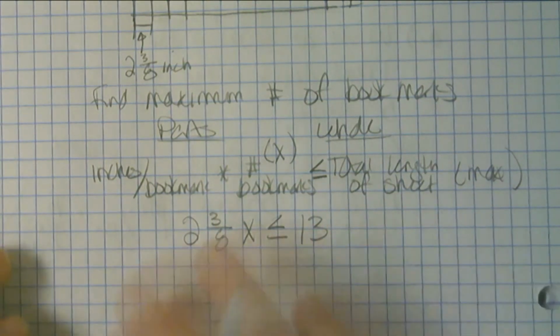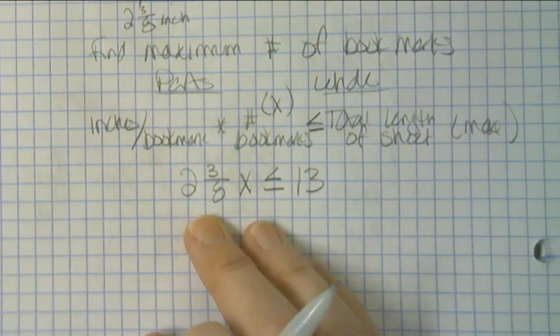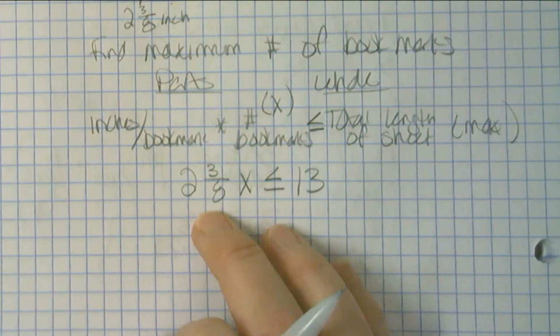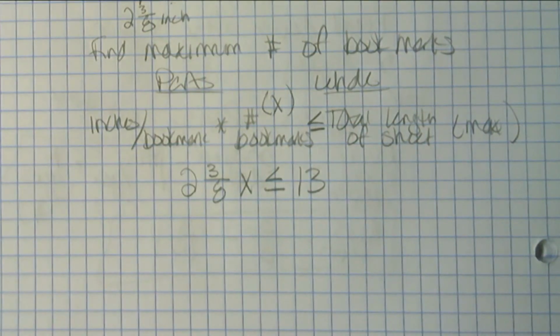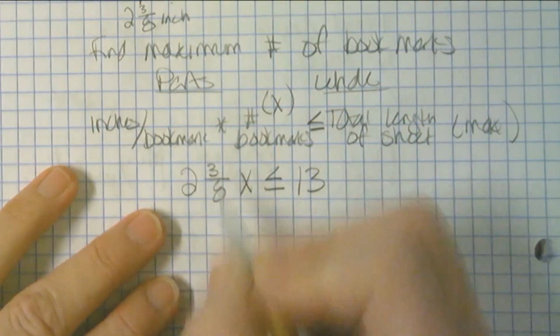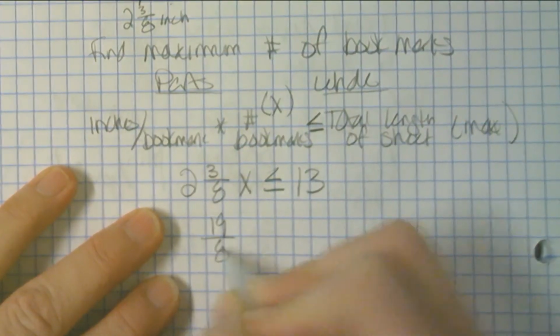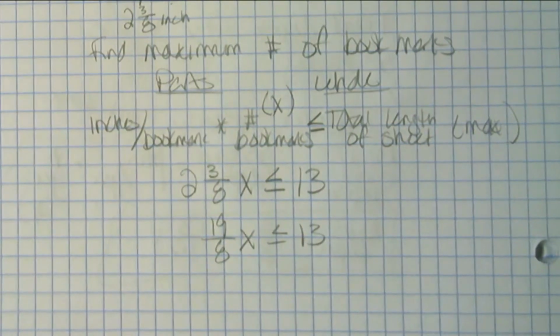All right, for me to do this math now, I have a coefficient that's a fraction. What do I have to do with that mixed number for me to continue on? Brendan? I need to change it into an improper fraction. So that 16 plus 3 is 19/8 times X is less than or equal to 13. Now what?